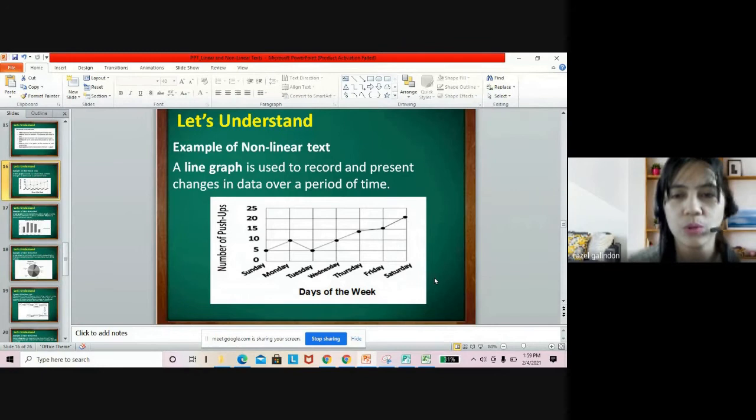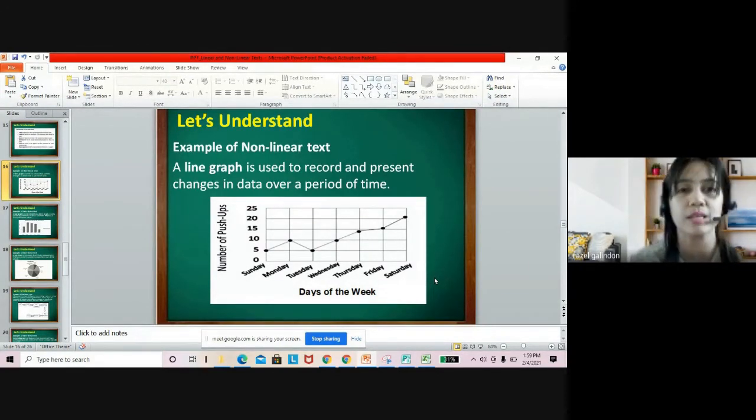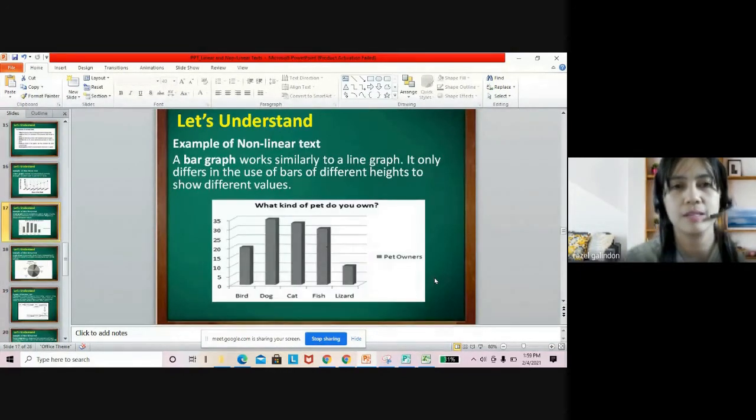Okay, so you are able to answer my questions. Thank you for those dropping their answers also in the chat box. So meaning you know how to read this line graph, or this non-linear text. Okay, so let us try now if you can also read using the other type of non-linear text. This one is called a bar graph.